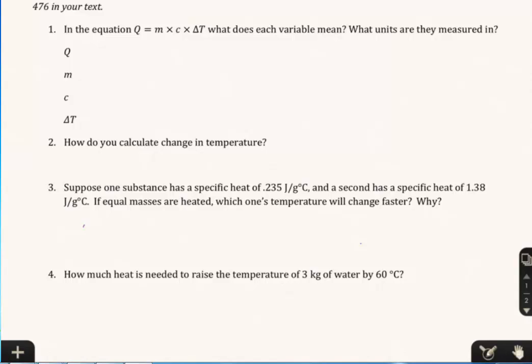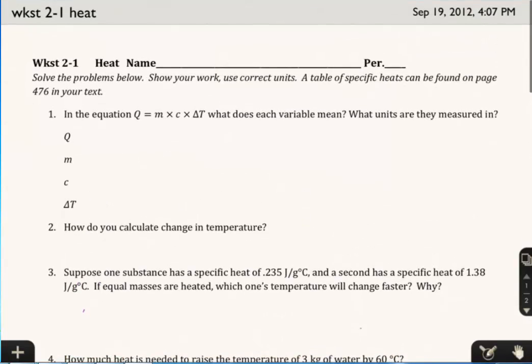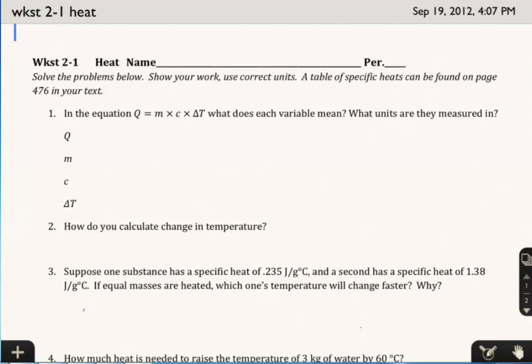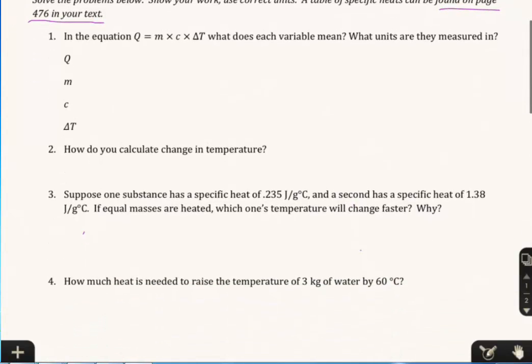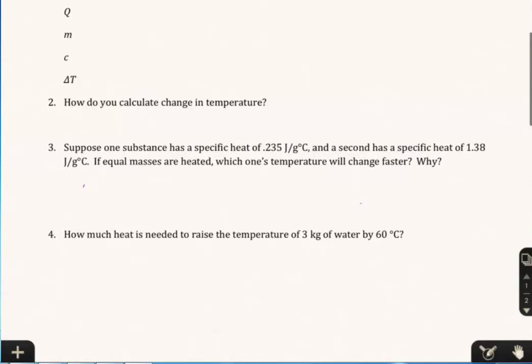So let's take a look at this worksheet. First and foremost, the directions, right? Solve the problems below, show your work, use correct units. A table of specific heats can be found on page 476 in your text. That's sort of an important thing because you're going to need some specific heats to solve these problems, okay? Number one, we'll actually kind of answer number one as we go through and do some other things.